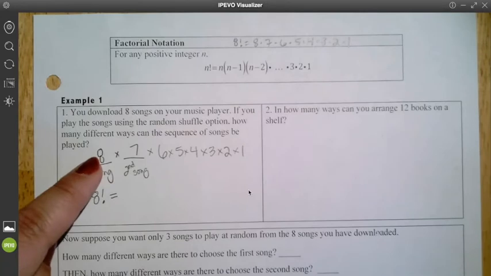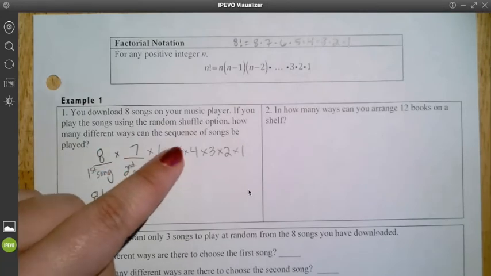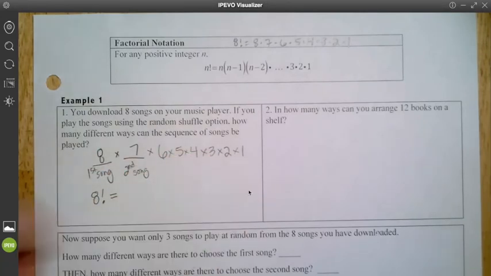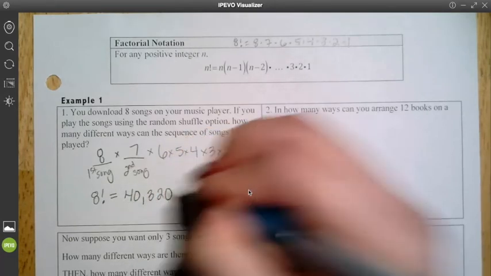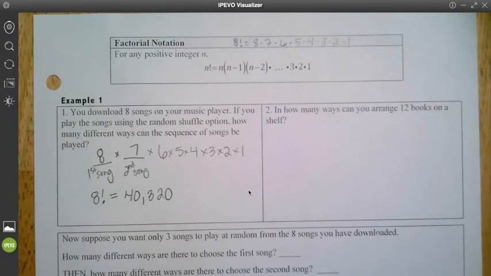Now you can type it into your calculator as 8 times 7 times 6 times 5 times 4 times 3 times 2 times 1. Or you can use the method I just showed you in the video. 8 factorial is 40,320. Let's look at the next example.